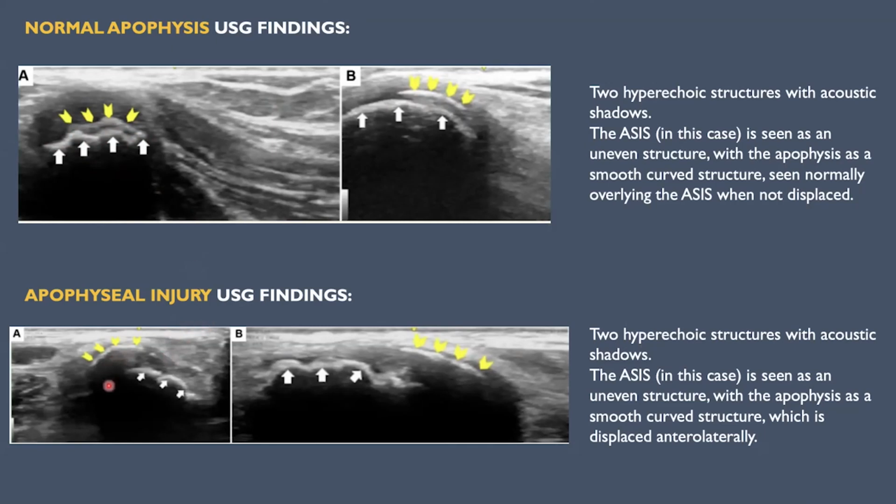And these are the ultrasound findings in abnormal apophysis or apophyseal avulsion injury. So here we could see that the apophysis is normally overlying the underlying subchondral bone. And here we can nicely see how the apophysis is displaced away and the underlying subchondral bone, which is normally also irregular, is exposed. And there is an increased distance between the two. So this classifies as apophyseal avulsion injury.